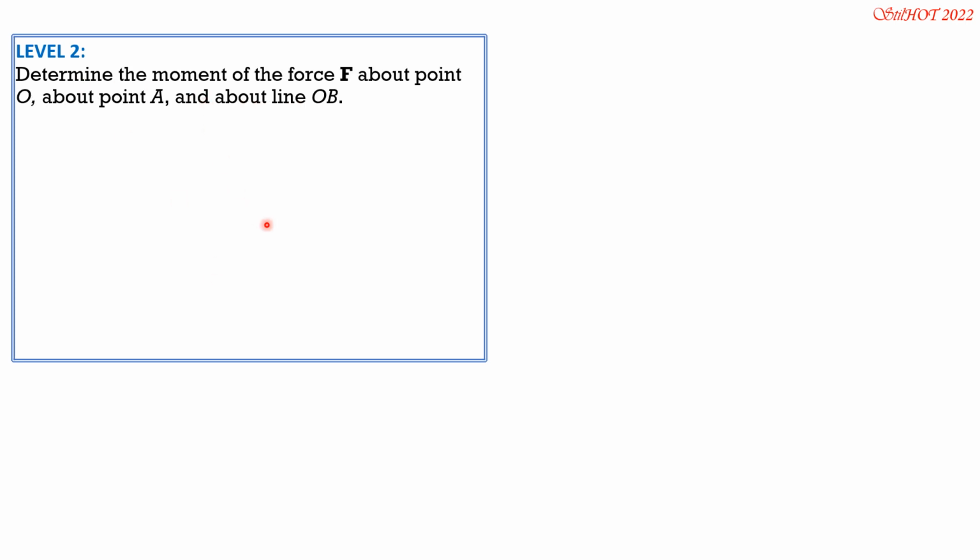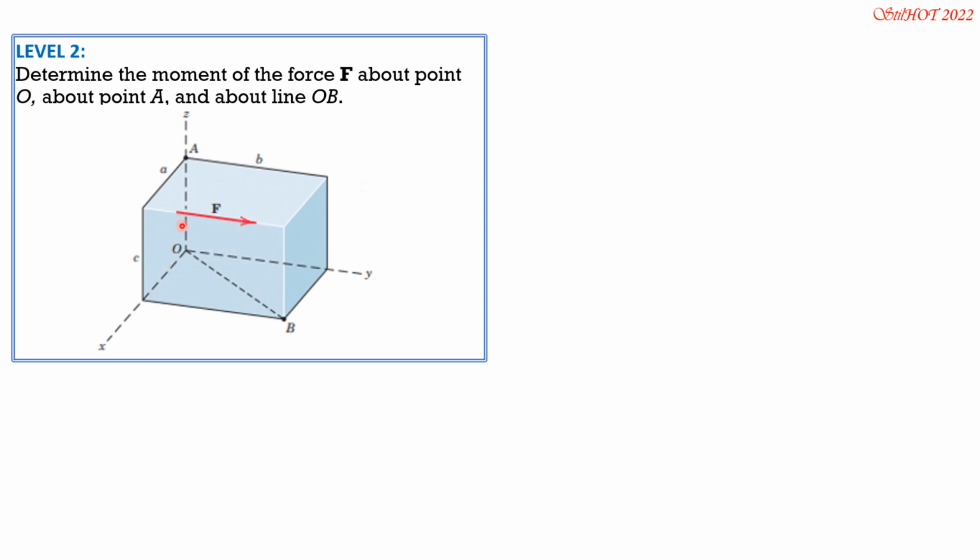Determine the moment of the force F about point O, about point A, and about line OB. So first, about O. So by scalar approach, we should evaluate MOX, MOY, and MOZ by right thumb rule. So if your right thumb would be here, the curling of your forefingers would be in that sense. So the positive moment about OX by right thumb rule is in that sense. But F is in the opposite sense. So moment about OX by scalar approach is negative F times moment arm C.